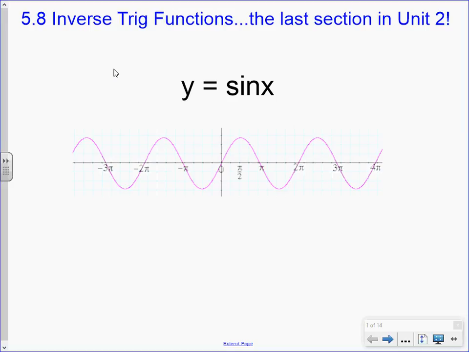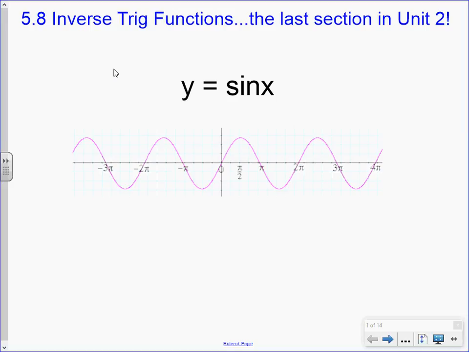So, in pre-calculus, last semester, you talked about trig functions and you talked about inverse trig functions. Let's look at y equals the sine of x. Does this pass the horizontal line test? Which means what? It doesn't have an inverse. But it does have an inverse.